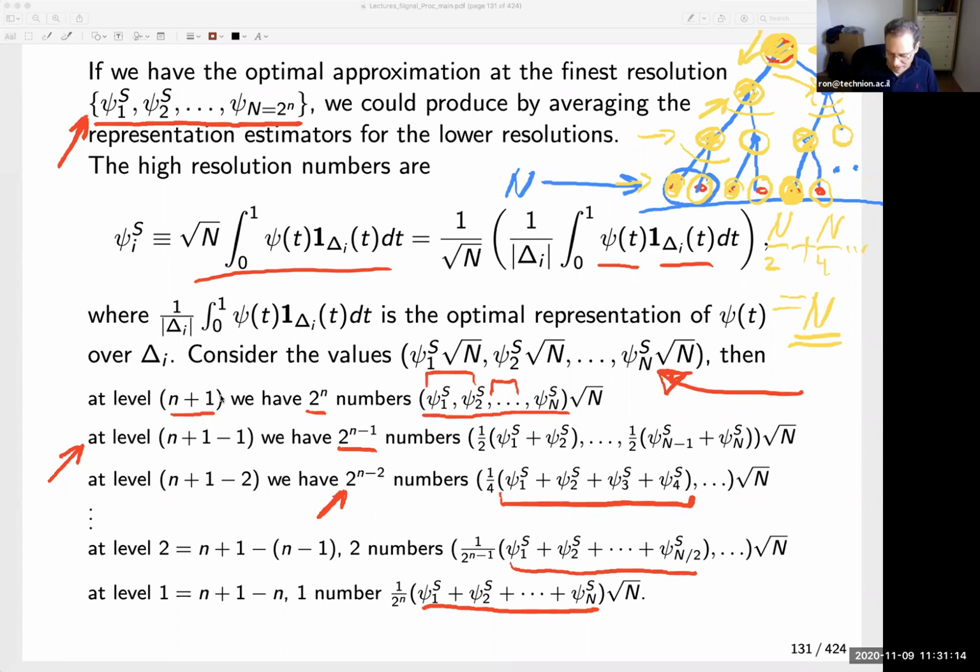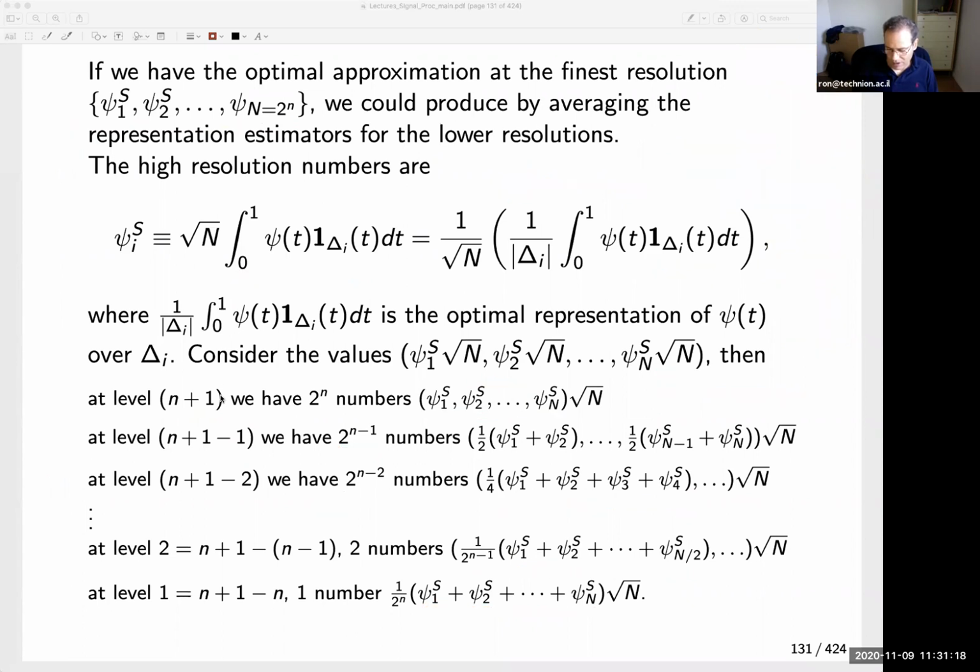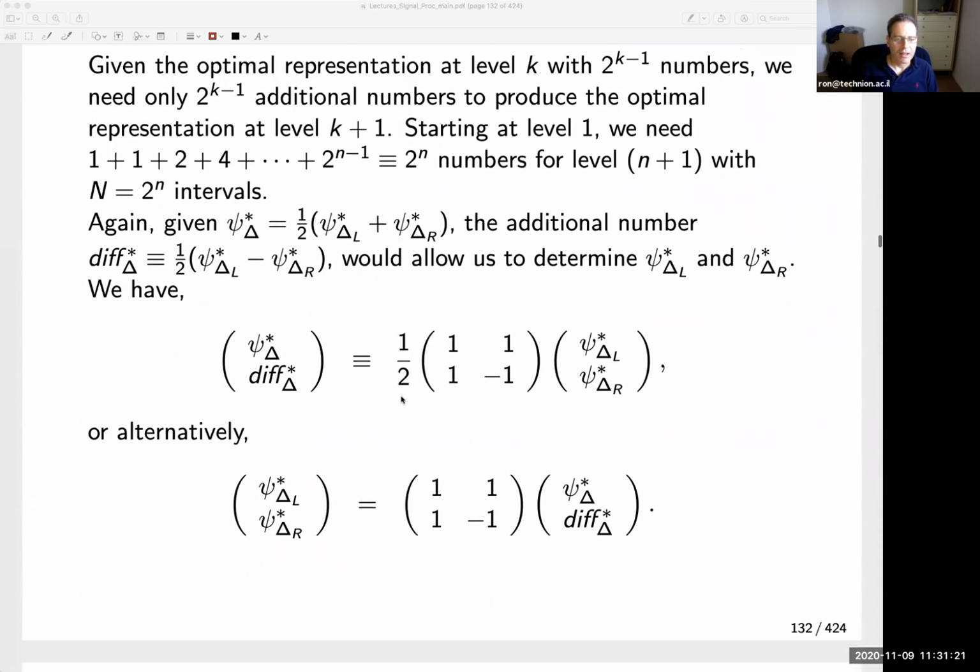Questions about this kind of construction? If not, then let me just tell you that the tree that I've now painted for you is exactly what is going on here.